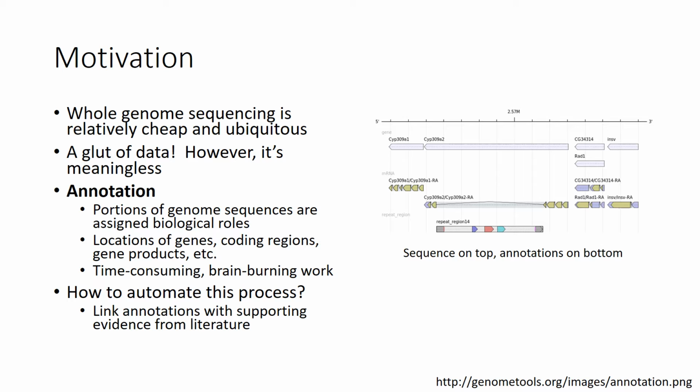The authors' motivation for this article was that genome sequencing is very cheap and it can be done anywhere. It's very easy. As a result, there is a plethora of data. It's so overwhelming. But really, this data is almost meaningless. It's just letters and numbers and really worthless. It's meaningless until you assign those different pieces specific roles. And this is called annotation.